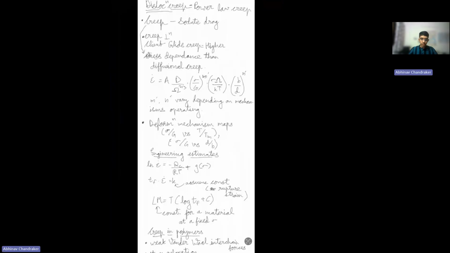Okay, let's resume. Last time we were covering creep, but some portion was left. We'll continue that part. We had looked at diffusion based creep and the equations which can describe them. Now we'll look at dislocation based creep, which is also called power law creep. The reason for it I'll tell in the subsequent portion.